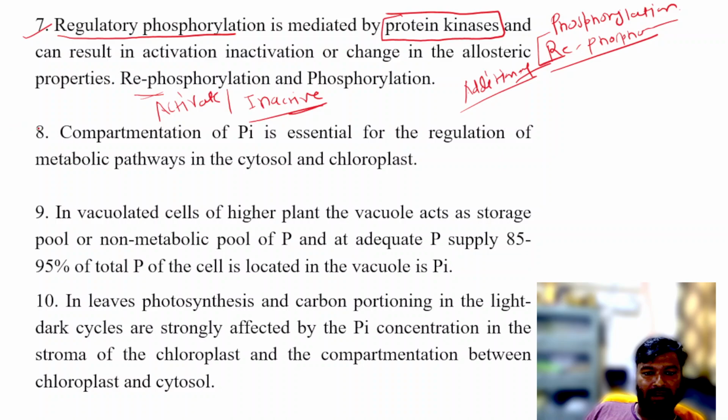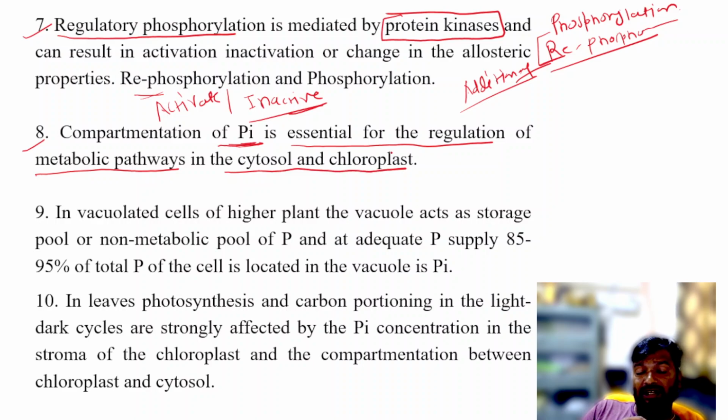Okay, next, the compartmentation of inorganic phosphate is essential for the regulation of metabolic pathways in the cytosol and the chloroplast. So the next point is that the balance of this inorganic phosphate between compartments is crucial for the regulation of several metabolic pathways. And where does this compartmentation occur? Between the cytosol and the chloroplast. It regulates several metabolic processes.